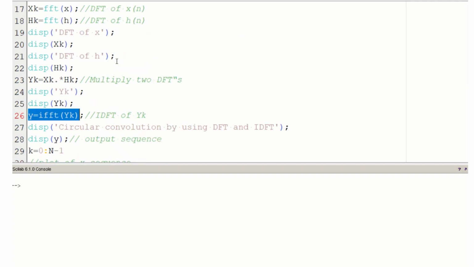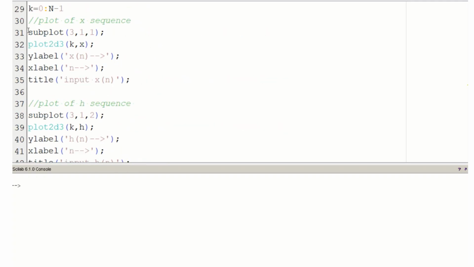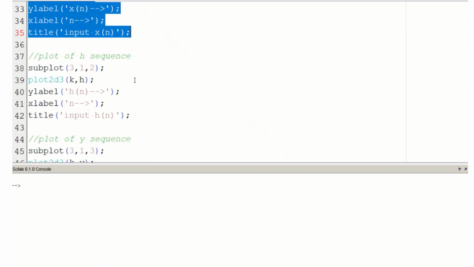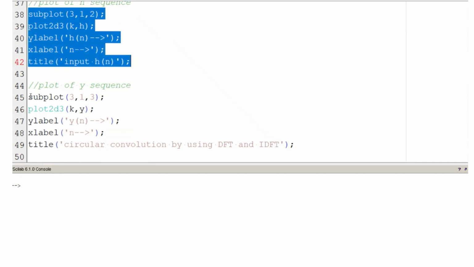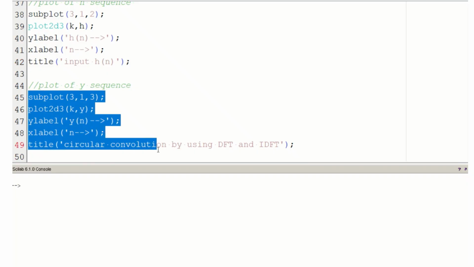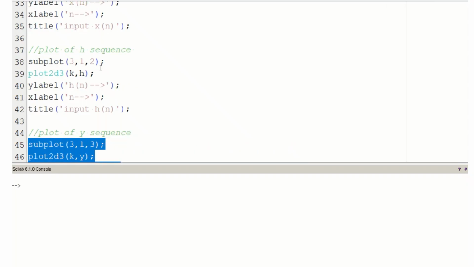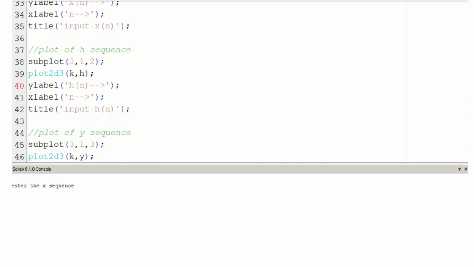So in between the values are displayed, and here the plot that is for the input X, and here for the input H, then here for the output Y we are going to have. And with respect to X and H, the plot will be after zero padding. What values we are going to get, for that we are going to have the graph over here. Now let us execute this one. So it is going to ask for the input sequence. Let us take 2, 1, 2, 1. That's the first sequence. The second sequence 1, 2, 3, 4.